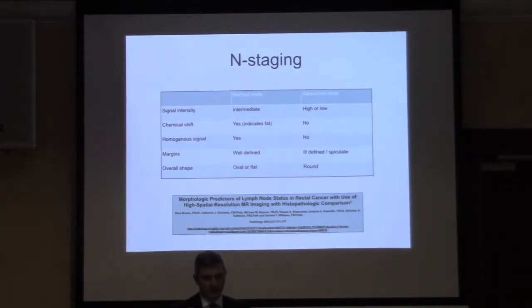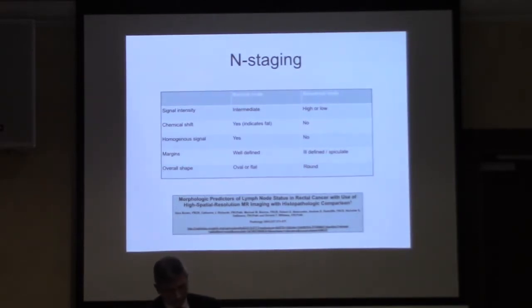And then finally, the overall shape. Normal nodes are normally oval or flat. Involved nodes change their shape and become round. So an oval node is okay, a round node is probably not okay.